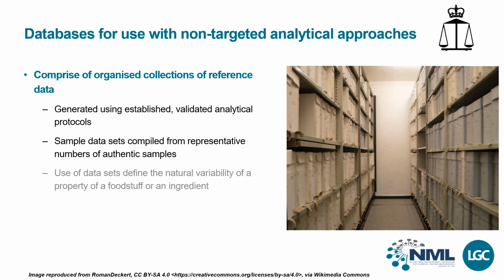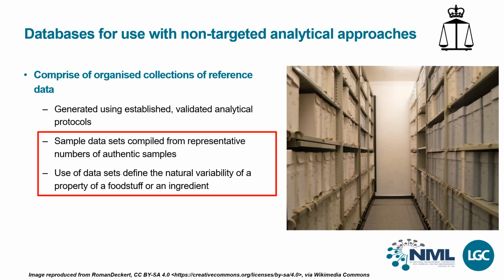This is because the use of datasets is critical in defining the natural variability of a property of a foodstuff or an ingredient. This natural variability is used as a reference for comparison when analysing test samples. When test samples exhibit a marked deviation from the expected degree of variation, then this is frequently taken to be indicative of food fraud. The incorporation of misclassified samples into the database may incidentally result in the introduction of bias and the generation of incorrect query results.